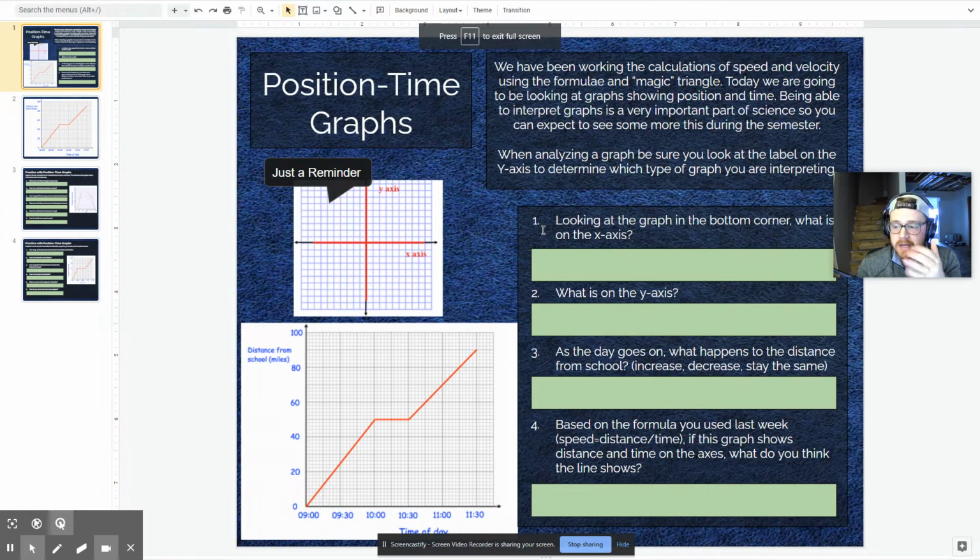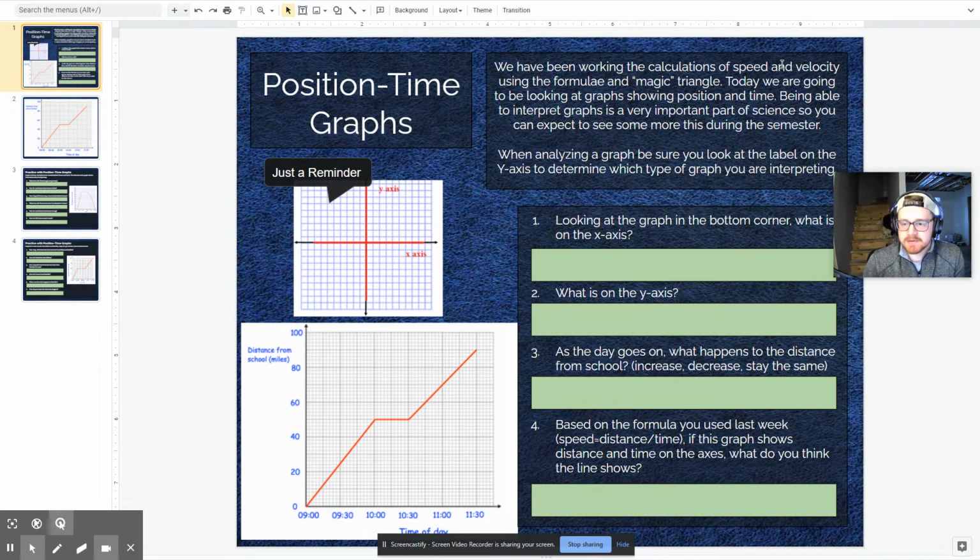So up at the top, it should say we have been working with the calculations of speed and velocity using the formula, and also that magic triangle that's in the notes that we use for both speed and velocity. And then we're going to be looking at the graphs of position and time and how they relate with velocity, because it is important to understand, or at least know that it exists, and how to interpret it and all that good stuff.